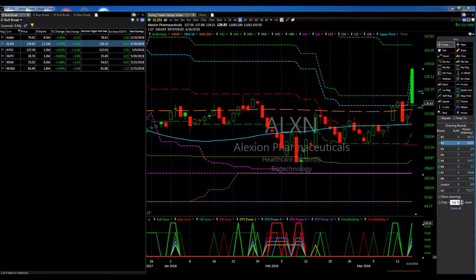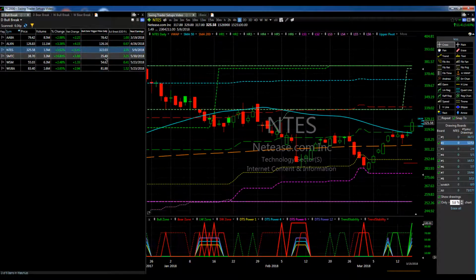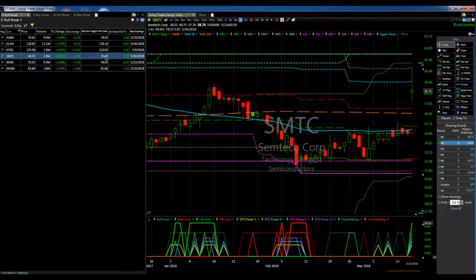SMTC gapped up, pretty big range day for this stock. Something probably going on there. I don't know anything about that. I'll show you the weekly chart on it.